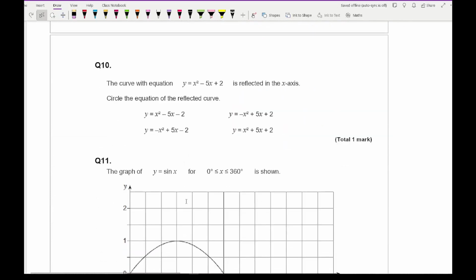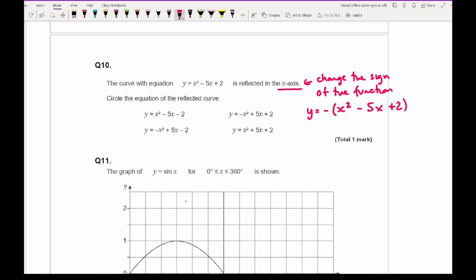So looking at question 10, it says the curve with the equation of y equals x squared minus 5x plus 2 is reflected on the x-axis. So with this, when we're reflecting anything on the x-axis, what we need to do is change the sign of the function. So what this then becomes is y equals minus, and then we've got x squared minus 5x plus 2. Now if I change the sign of everything that I've got in there, I've got minus x squared plus 5x minus 2, and that is this bottom left hand option.